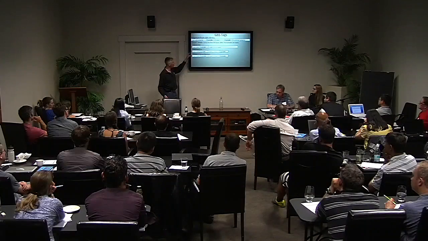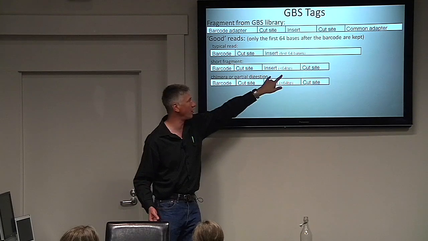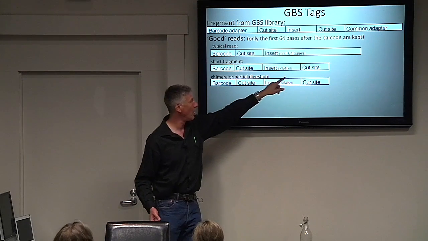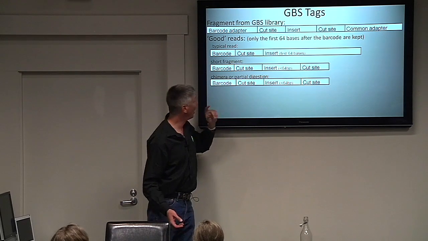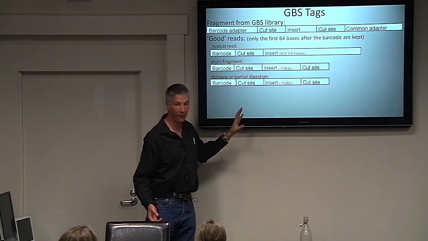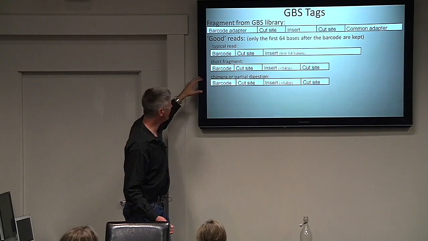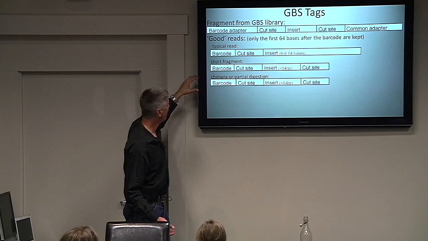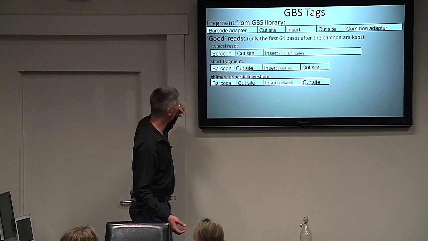Sometimes we see a short fragment. So we've got the barcode and the cut site insert combination that are less than 64 bases, and then followed by another cut site. Okay, so that would be a short fragment, still useful. And then we also see sometimes, these look exactly the same, a chimera or partial digestion.